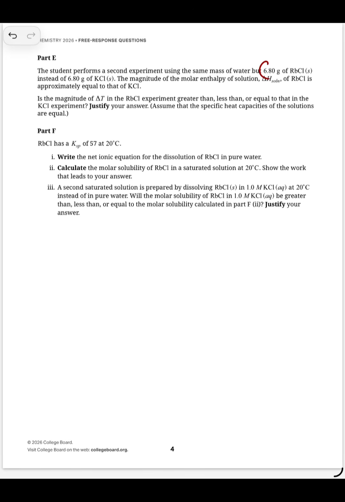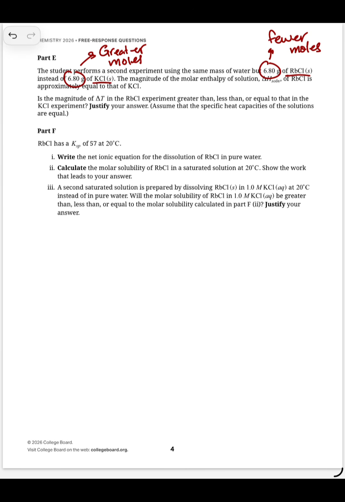So here in this scenario, we have equal mass values of our two salts. We have rubidium chloride instead of potassium chloride. However, even though we have equal mass values, their molar masses are not the same, where if you divide by this respective molar mass, this gives you fewer moles in comparison to this having a greater number of moles.